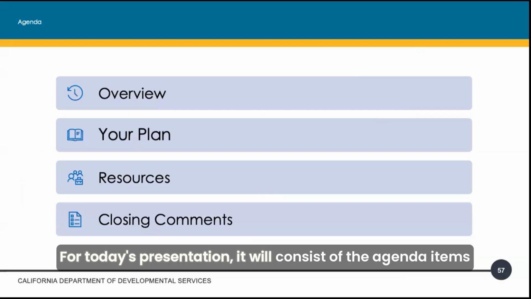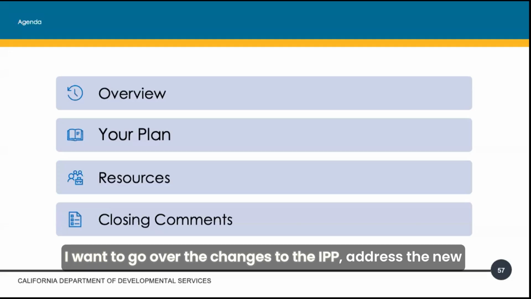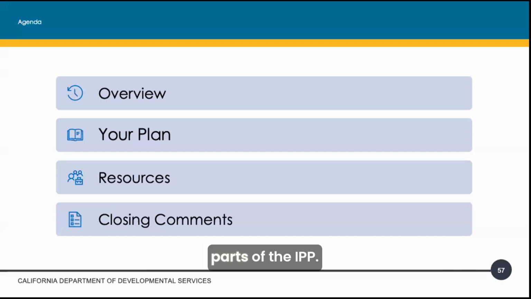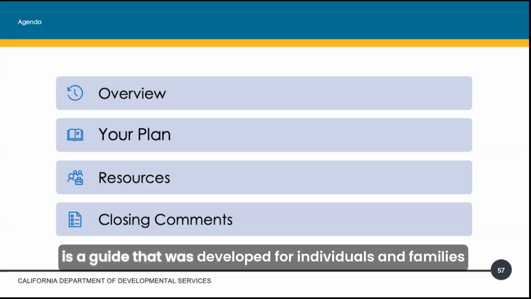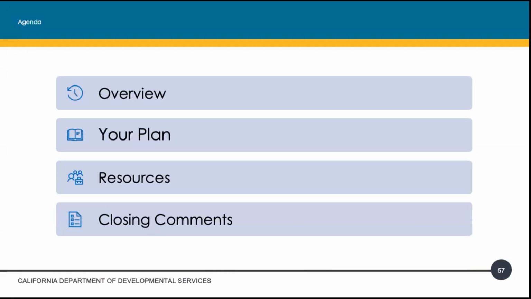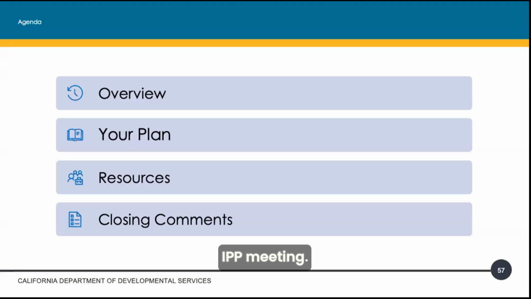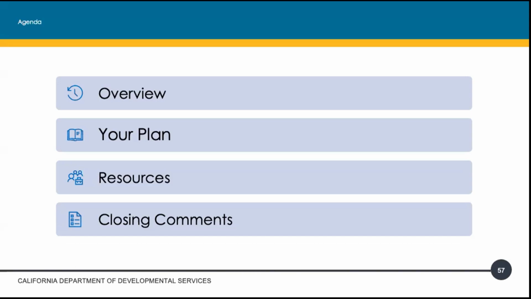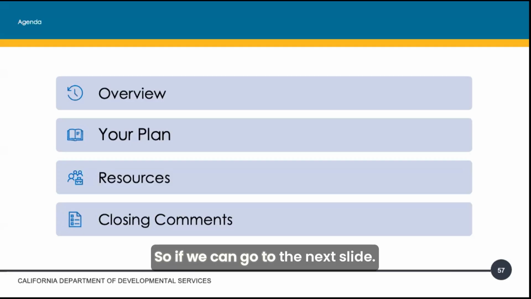For today's presentation, it will consist of the agenda items that you see on the screen. I want to go over the changes to the IPP, address the new format, and provide more context or information about the different parts of the IPP. I will also go over the different sections of a guide that was developed for individuals and families called Your Plan. This is a guide that the department put together and developed for individuals and families of all ages to help prepare for the IPP meeting. I'll review some resources that are available to you on our website before ending with some closing comments and any questions. So if we can go to the next slide.